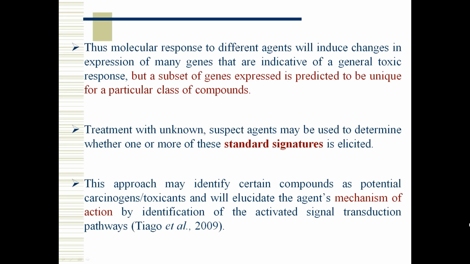Thus, molecular responses to different agents will induce changes in the expression of many genes that are indicative of a general toxic response, but a subset of genes expressed is predicted to be unique for a particular class of the compound, and treatment with unknown suspect agents may be used to determine whether one or more of the standard signatures is elicited. This approach may identify certain compounds as potential carcinogens and toxicants, and will elucidate the agent's mechanism of action by identification of the activated signal transduction pathway.